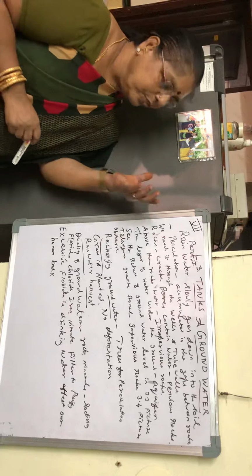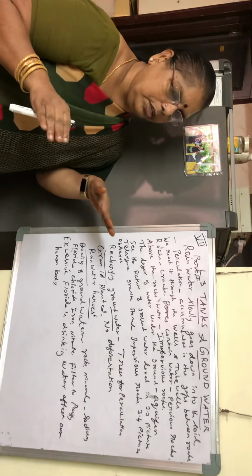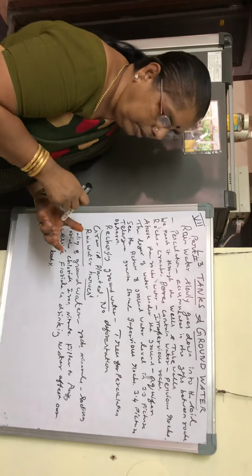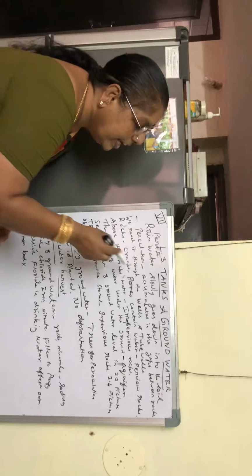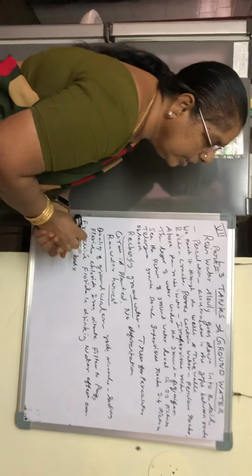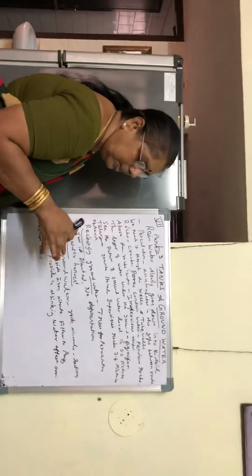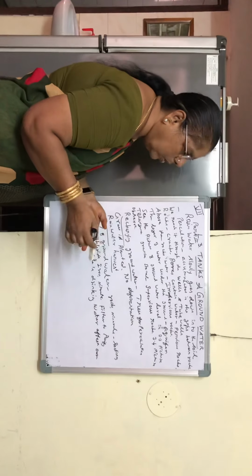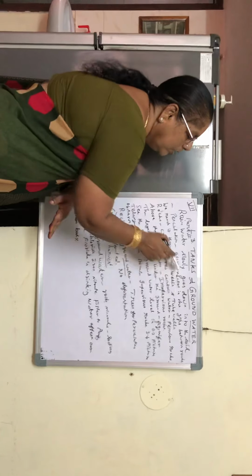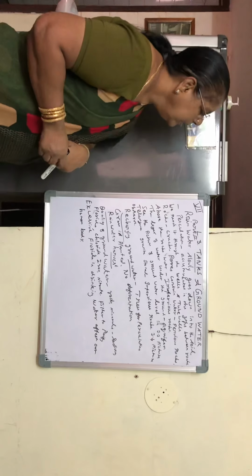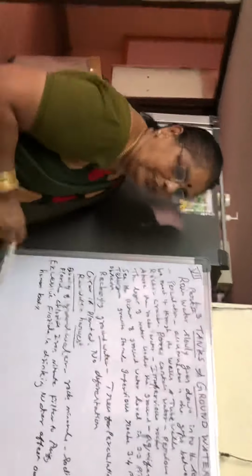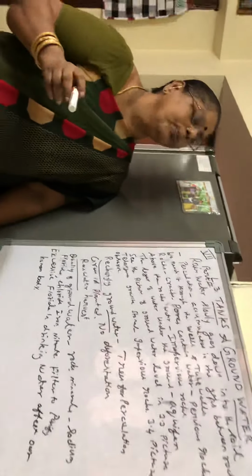Now, that is the word percolation. Percolation means filter. The soil filters the water, and that water goes inside. That water accumulates in the gaps between the rocks. Inside the earth, rocks will be there, so between the rocks, in the gaps, that water will accumulate. We get that water through wells and tube wells. Open wells we used to have.